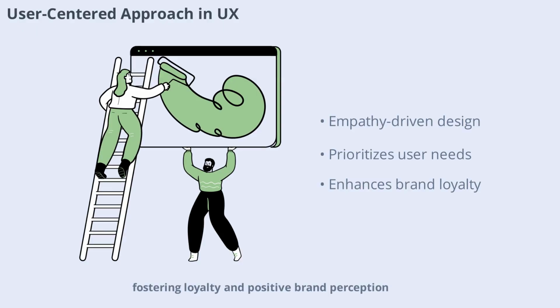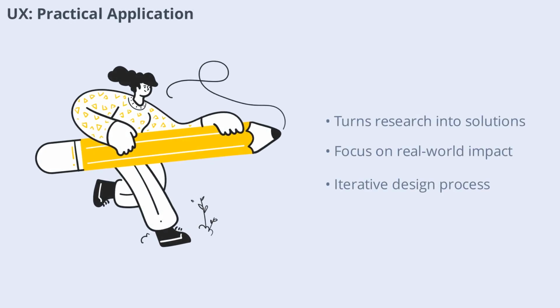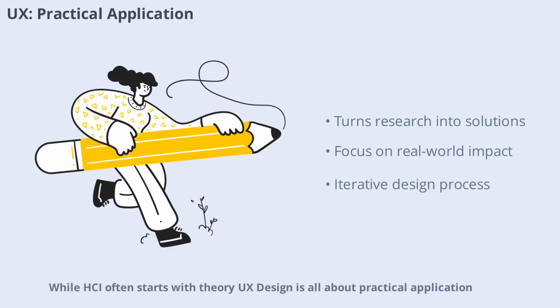HCI is grounded in theory, with a strong emphasis on understanding the principles that govern human interaction with technology. Theoretical models, such as the Model Human Processor or Fitts's law, help researchers predict how users will behave and identify potential usability issues. These frameworks provide a scientific basis for designing and evaluating interfaces, ensuring that solutions are not just intuitive, but also backed by evidence. While HCI often starts with theory, UX design is all about practical application.